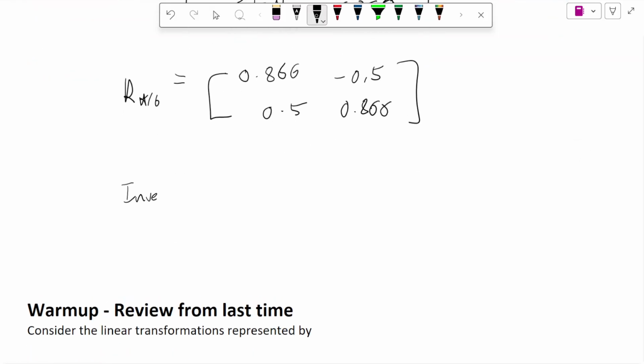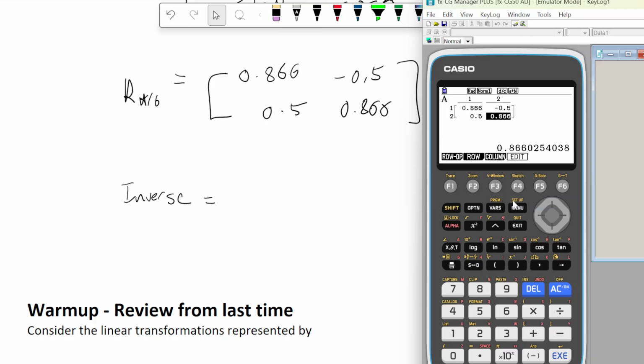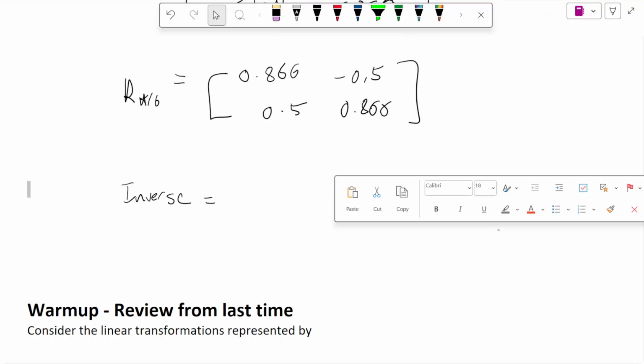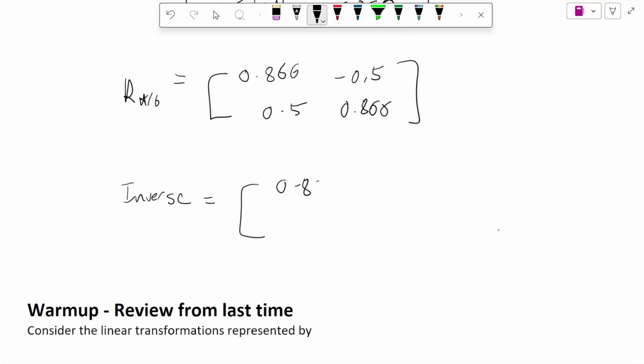So the inverse is just going to be whatever the inverse matrix is. Let's exit out of this menu. I'm going to go shift, matrix, A, inverse, the power of -1. Those are all similar numbers to what we had before. The 0.866s actually don't change at all. It's only these numbers which change: 0.5, minus 0.5, and 0.866.